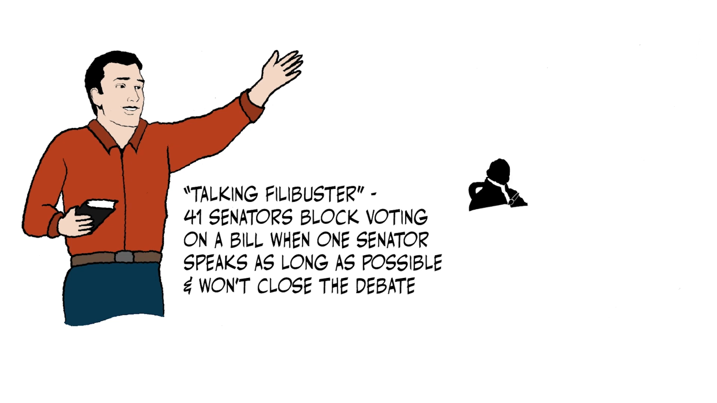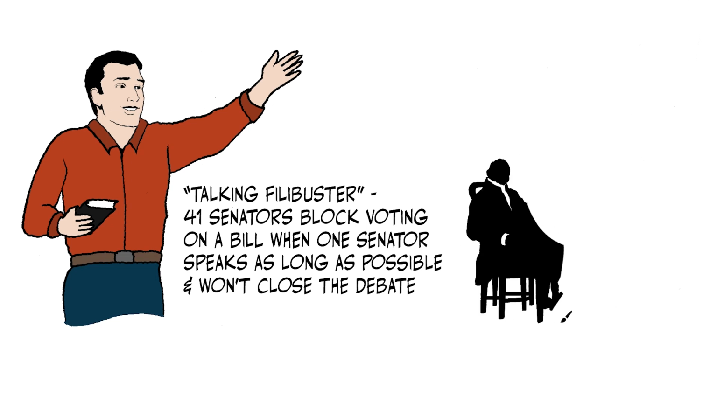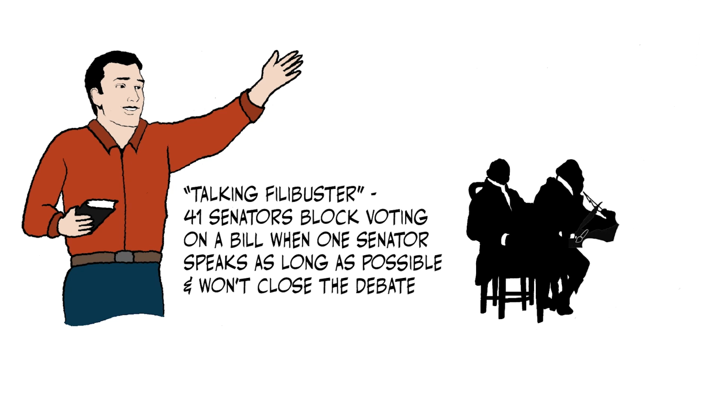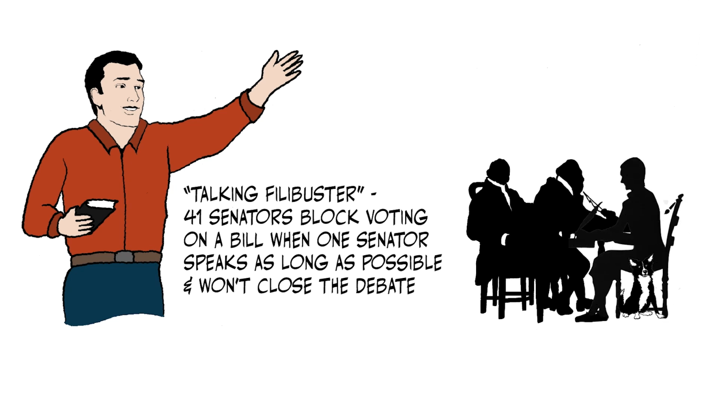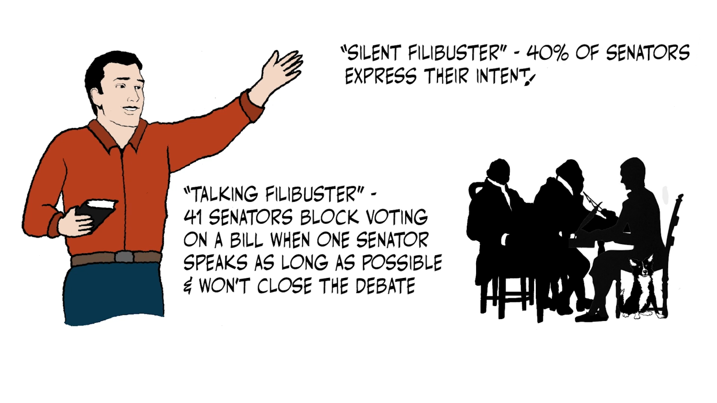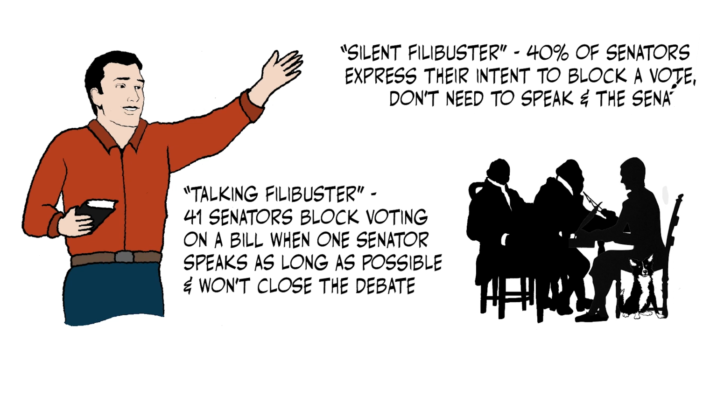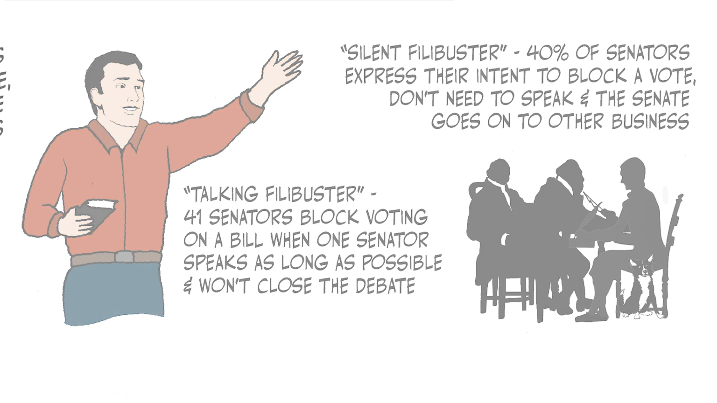In what is known as a talking filibuster, one senator speaks for as long as possible and refuses to yield the floor so the bill can be voted on. In a silent filibuster, 40% of senators merely express their intention to obstruct legislation and don't even have to go to the floor to speak, because the Senate knows they'll never be able to finish the debate and vote on the bill, and they simply move on to other business.